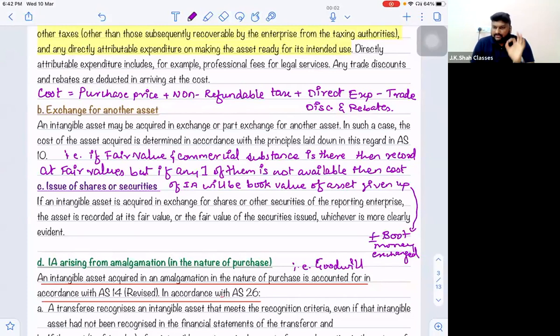And if I'm not wrong, we had solved one question in AS10, that some machinery was exchanged by issuing some 7,000 or 8,000 shares. The fair value of the share was 92 rupees, but the fair value of the machine was not available. So we recorded the machine, Tiger Limited sum. Yes, correct, Tiger Limited question. So we recorded the machinery in the books at the fair value of the shares given, because fair value of the machine was not available. Same logic, copy paste from AS10.